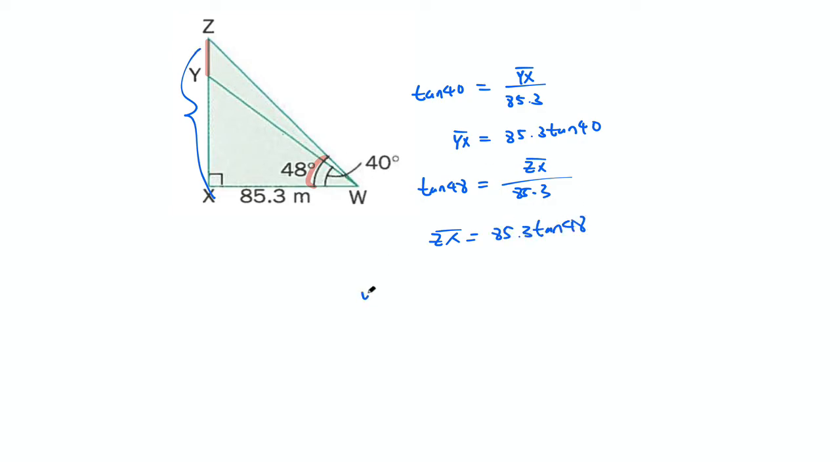So to find the length of YZ, right, what you have to do is take the big one, so ZX, and subtract the length of the smaller one, which is YX. Okay, so plugging in this and this and subtracting the two, you end up getting this.